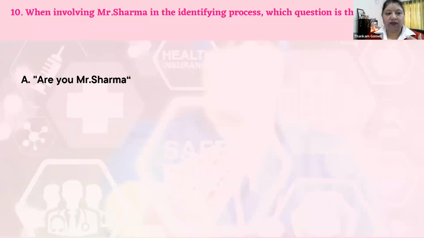Next question. When involving Mr. Sharma in the identifying process, which question is the safest? So you have a patient by the name of Mr. Sharma. You are going to identify the patient. Now, which is the safest one to do? Are you Mr. Sharma? Kindly state your full name.